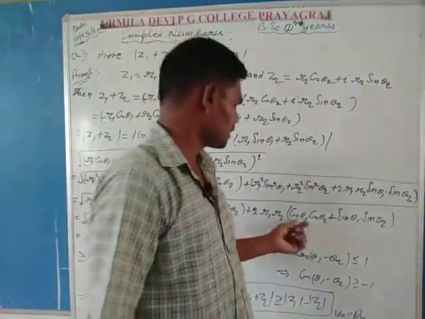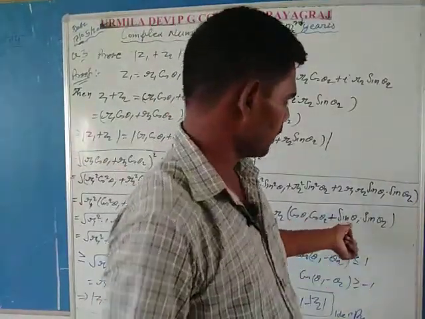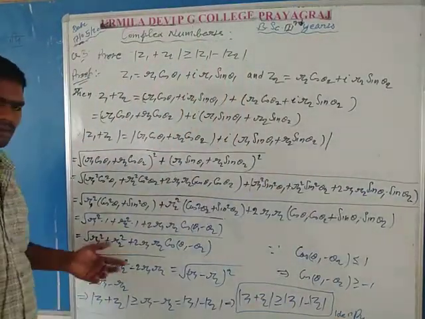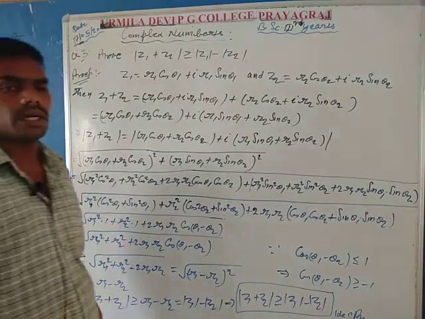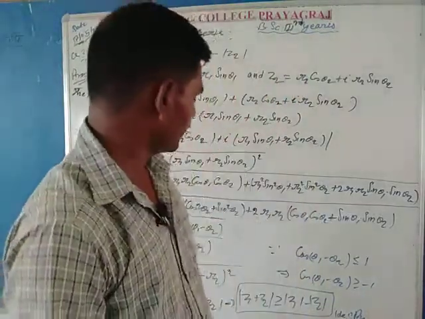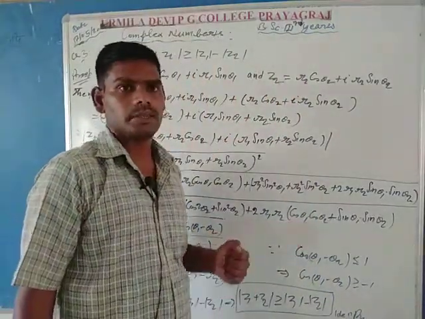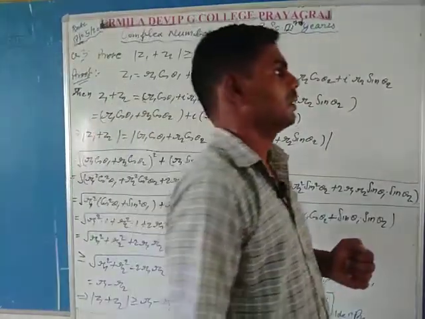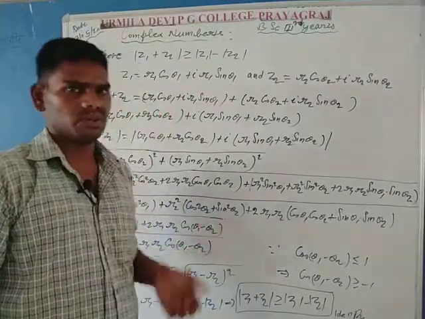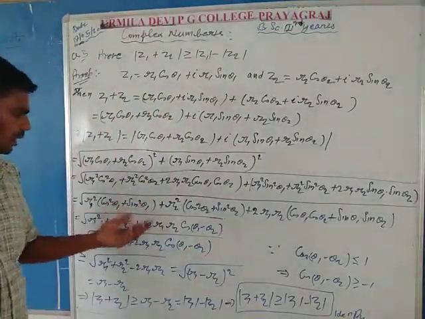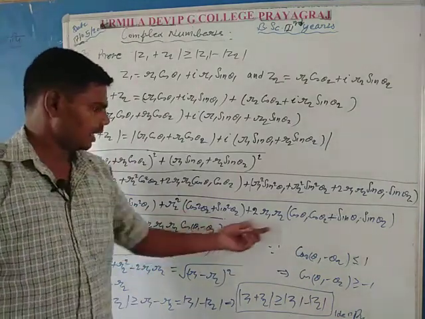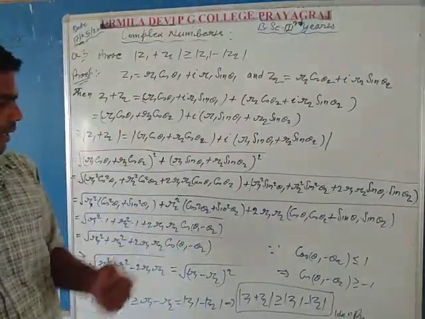So in the third bracket, cos θ1 cos θ2 + sin θ1 sin θ2. With the help of the trigonometric formula sin² θ + cos² θ = 1, you know, and cos(a − b) = cos a cos b + sin a sin b, this is also a trigonometric formula. All of you know this simple formula. So using this formula, this is equal to 1, this is also equal to 1, and the total is cos(θ1 − θ2).